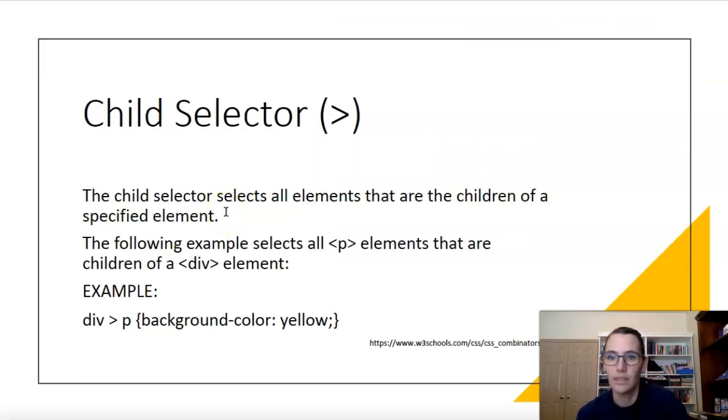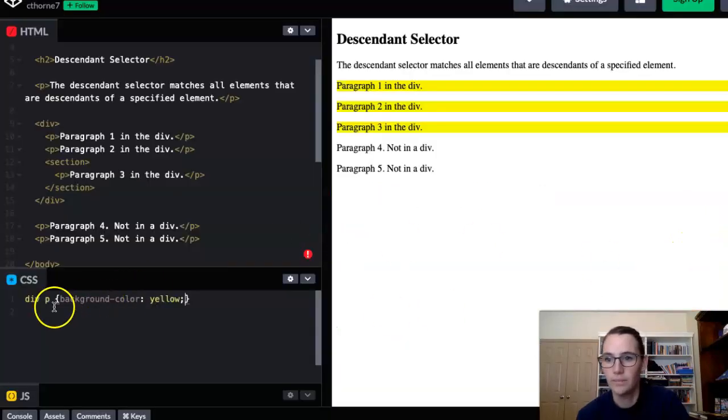The next is the child selector. The child selector selects all elements that are the children of a specified element. The following example selects all paragraph elements that are children of a div element. Example, div, greater sign, paragraph, background color yellow. Let's try that in our CodePen.